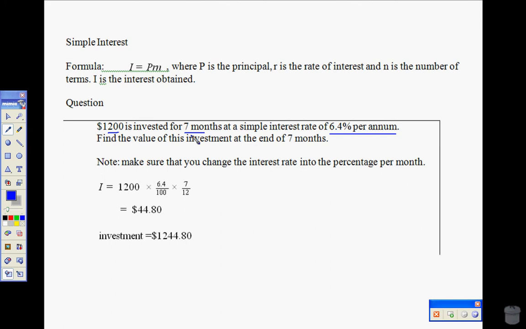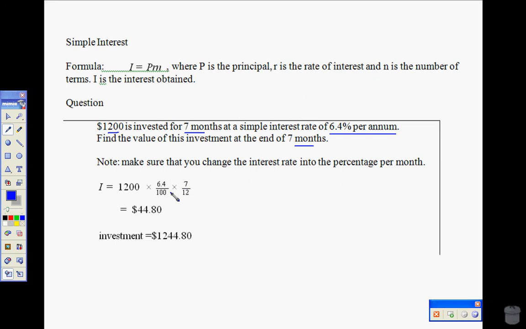So if you're looking at 7 months, we've got to do some calculations because we're in months, not years. So we use the formula I is equal to P times R times N, which is the principal times the rate of interest by the number of terms. So if you're looking at this one, 7 months in terms of annum, we're looking at 7/12. So it's not even a whole year. It's only 7 months out of the 12. So it's 7/12 of a year.